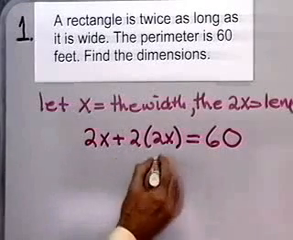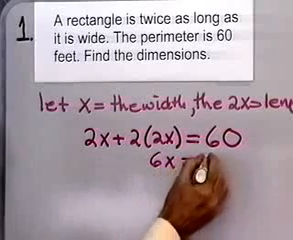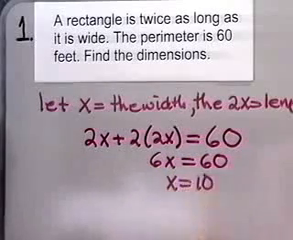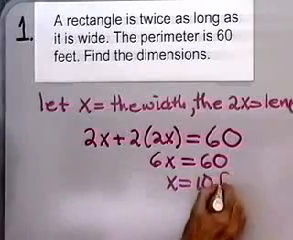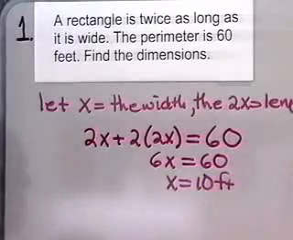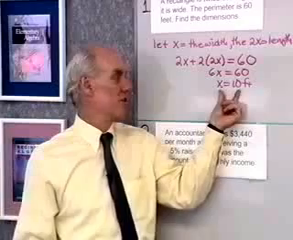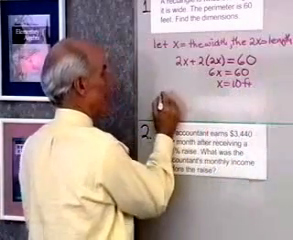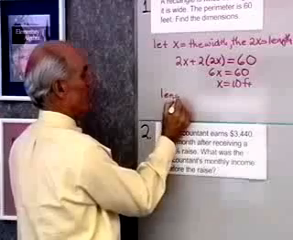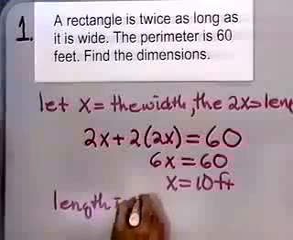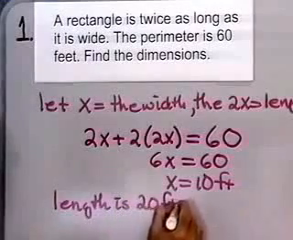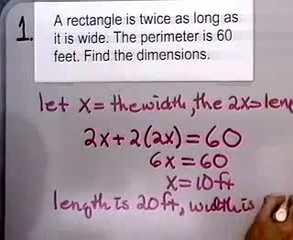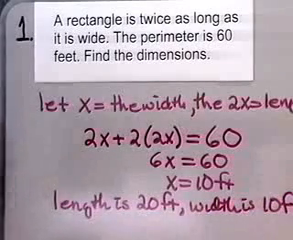2x plus 4x is 6x is equal to 60. Divide both sides by 6. x is equal to 10, and our dimensions are feet. So I found that the width is 10 feet, so the length is going to be twice that, or 20 feet. So I'll say that the length is 20 feet, and the width is 10 feet. Now I want to check my work.